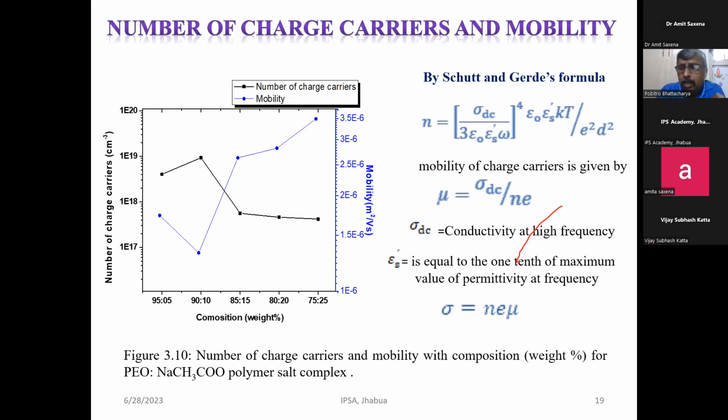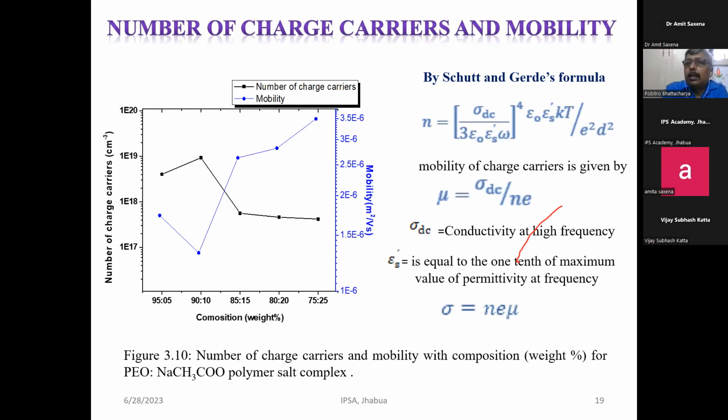There are other formulas also. Maybe in the next slide, I will show Trukhan's model also. They are based upon different considerations. This theory talks about the purely glassy matrix, assuming that the entire matrix has become glassy, amorphous. The value of mobility and number of charge carriers can be calculated.